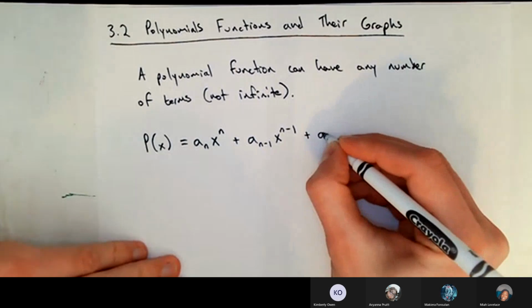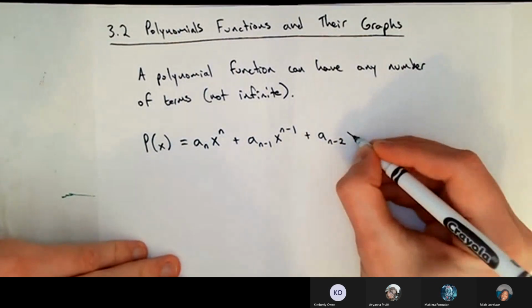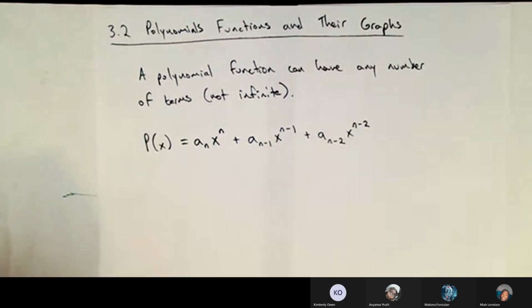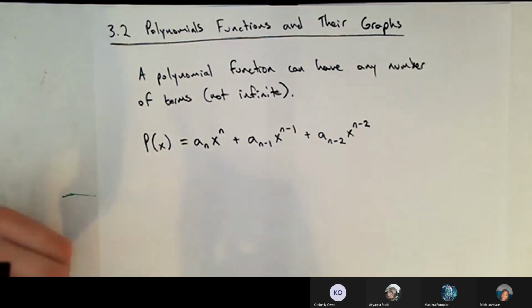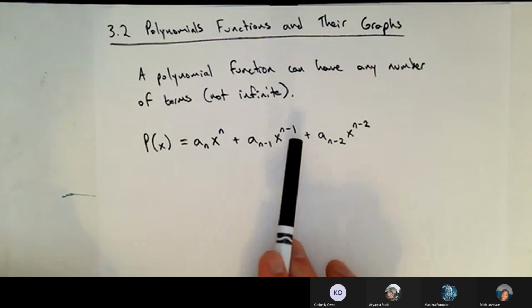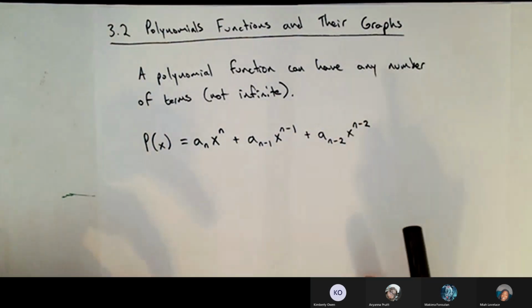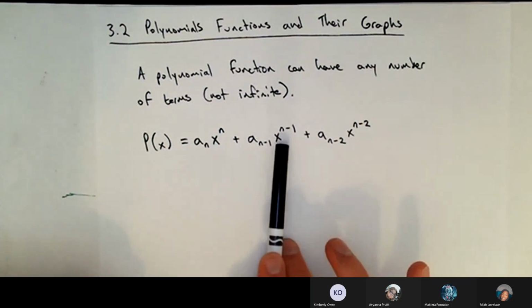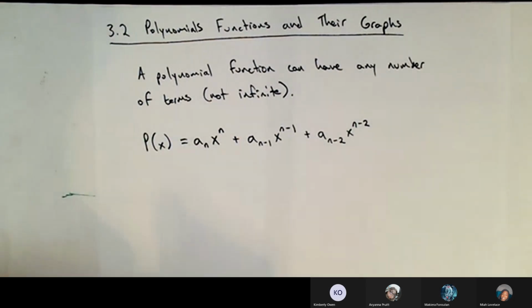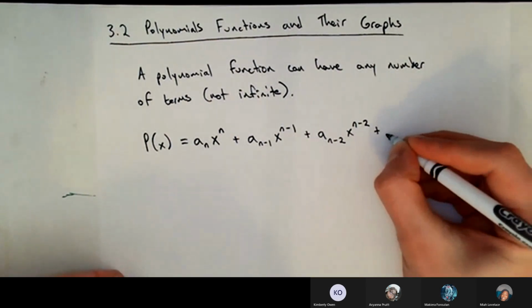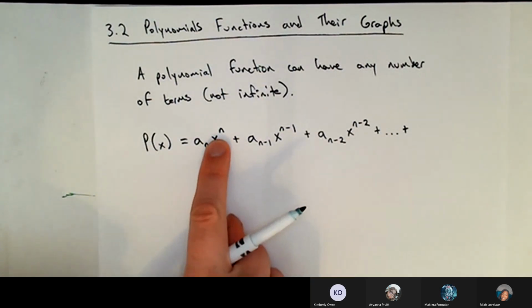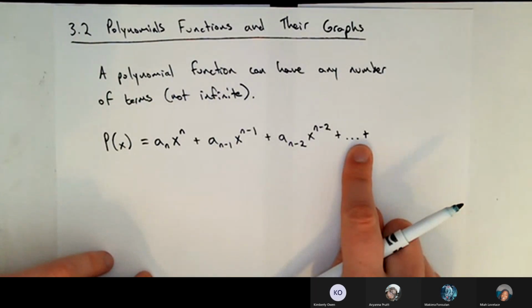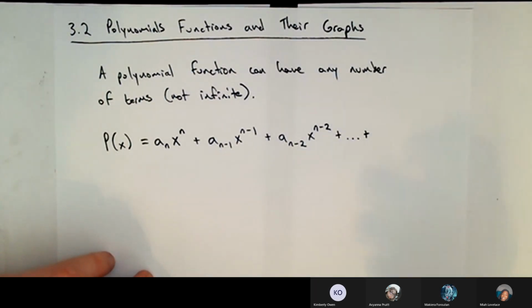Then we have a sub n minus 2, x raised to the n minus 2. So all these a sub n minus 1, they're just numbers. That's all they are. And the exponents are decreasing by 1. Like if this was a 5th degree polynomial, it would be x to the 5th, x to the 4th, x to the 3rd, all the way down to the last terms. Now, since I don't know how many terms this is, because this is a generic polynomial with n terms, I say dot, dot, dot, just to sweep all the stuff in the middle under the rug.